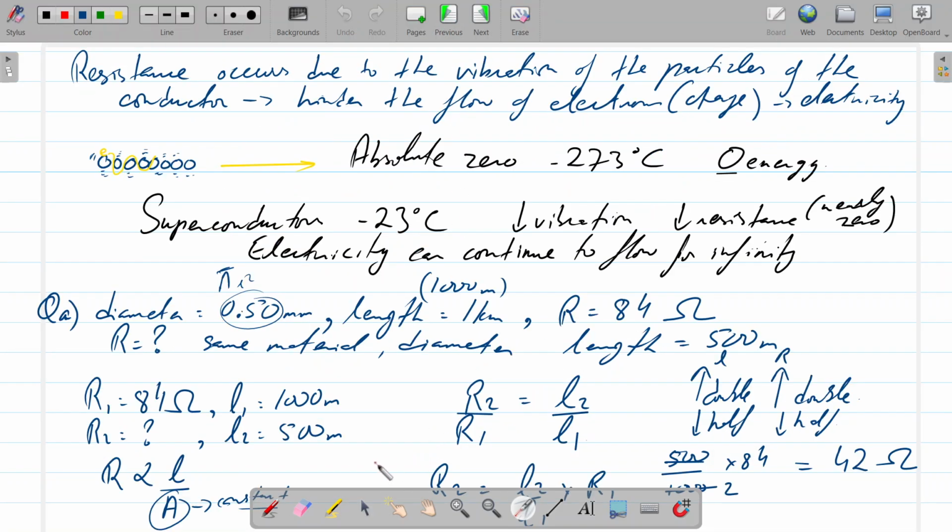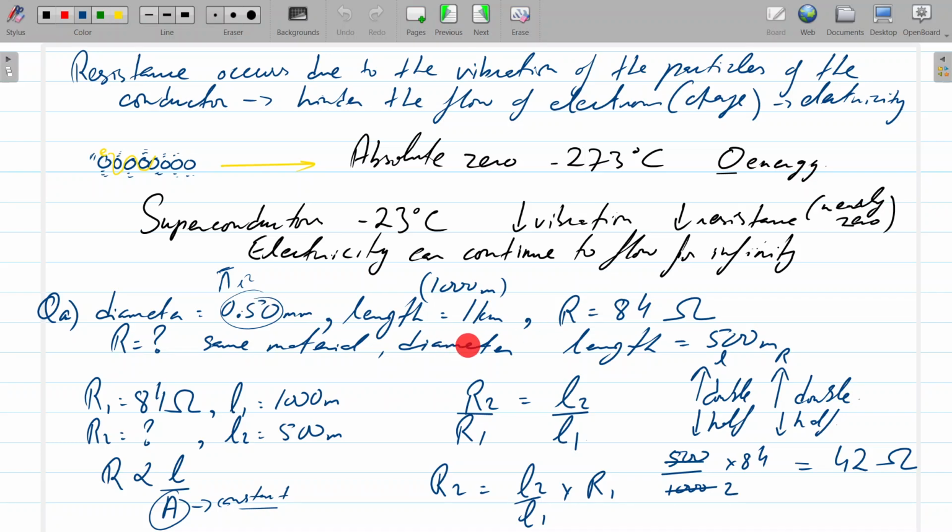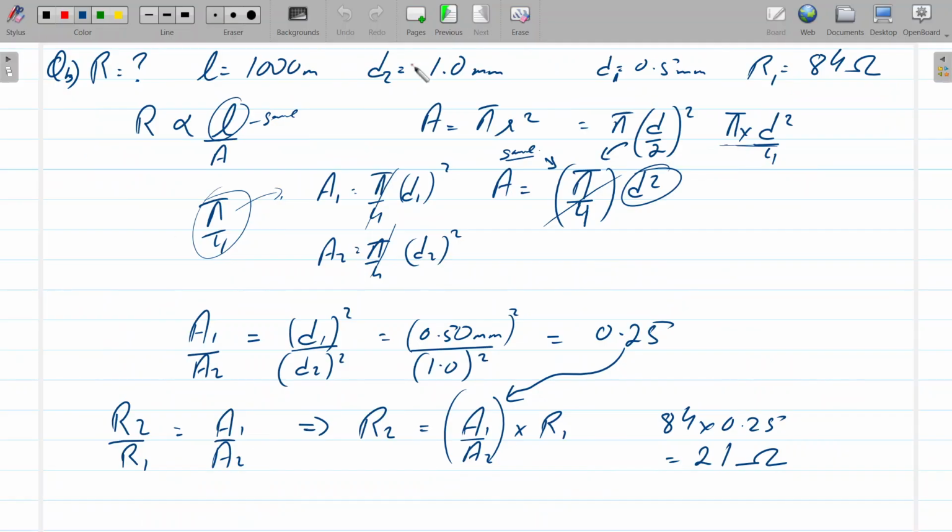We used the value of length in part A because the diameter was the same. The length changed from 1 kilometer to half a kilometer or 500 meters. In that case, the cross-sectional area was constant, so we didn't concern ourselves with what A was because it was the same for both wires. But this time A has changed, so that is what our focus is on. It's a cylindrical wire, so the cross-sectional area is a circle, so it's pi r squared. Radius is half of the diameter, so it's d upon 2 squared.